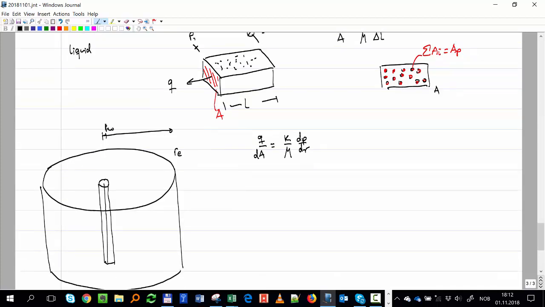Okay, so now we want to integrate this expression from, let's say, RW to a position called R, or let's integrate to a position called R star.